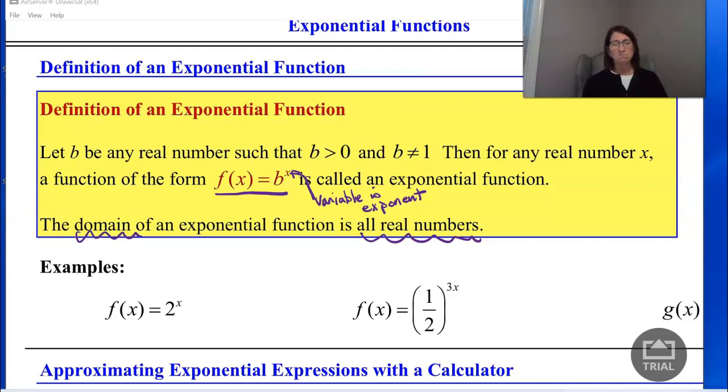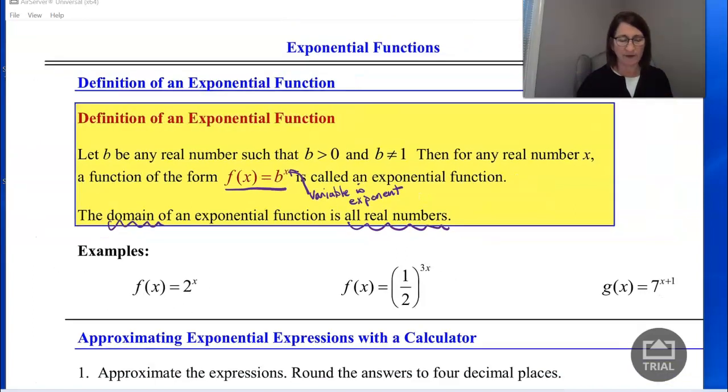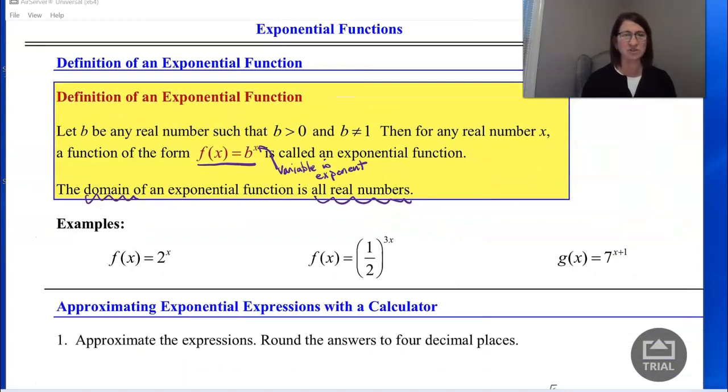Okay, so examples of functions that are exponential functions. Well, you've got f of x is equal to 2 raised to the x. We've got f of x is equal to 1/2 raised to the power of 3 times x. Again, there's our variable. And then the last one, g of x is equal to a base of 7 raised to that expression x plus 1. Well, that's pretty cool. Let's explore these a little bit more.